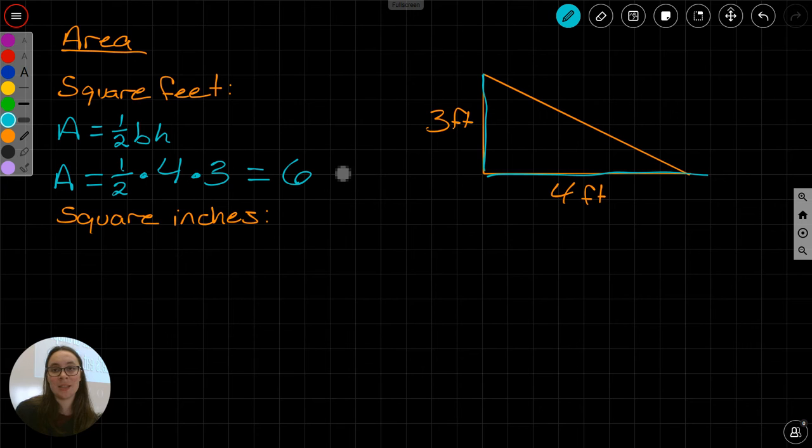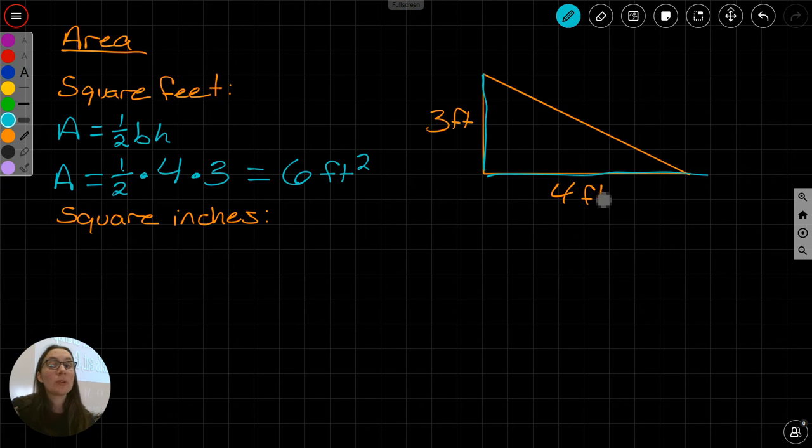So this is 6 feet squared. Remember, the little 2 means squared. It means there are 6 total square feet inside this triangle. Now, simple enough, we know how to do that. Now, let's make it a little bit more complicated here. We're going to need to find the area of this triangle in square inches.